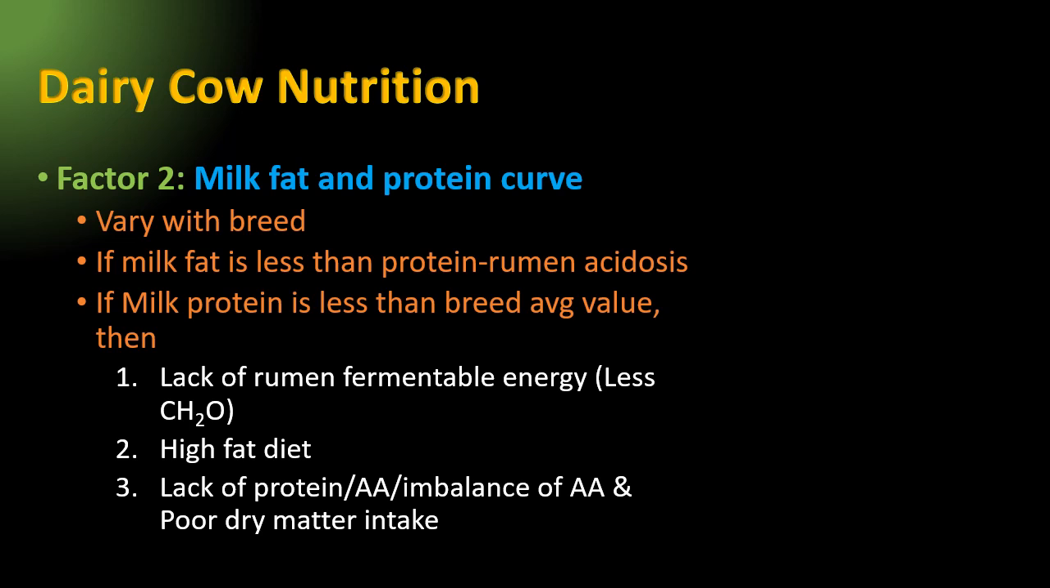The third is lack of protein or amino acids, or there is an imbalance of amino acids, and poor dry matter intake. Low levels of dry matter intake usually reduce the supply of nutrients available for the ruminal microorganisms and to the cow. Shortage of protein, essential amino acids, or imbalance of amino acids do have the same impact.